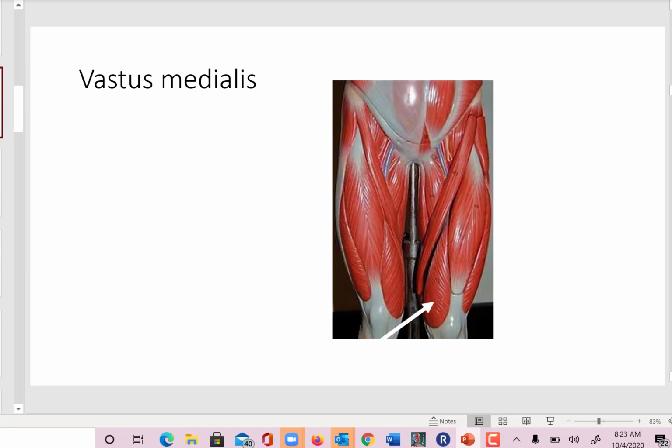Next muscle is the vastus medialis, shown here at the end of the white pointer, but I'm also highlighting it in green. The vastus medialis has its origin on the linea aspera. It inserts on the patella and tibial tuberosity, and again, it's going to extend your lower leg.